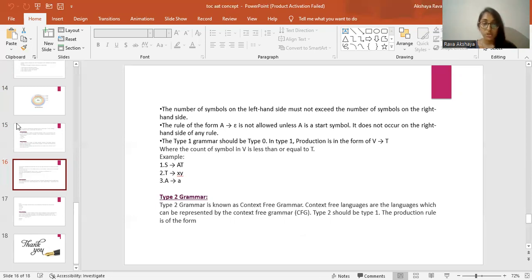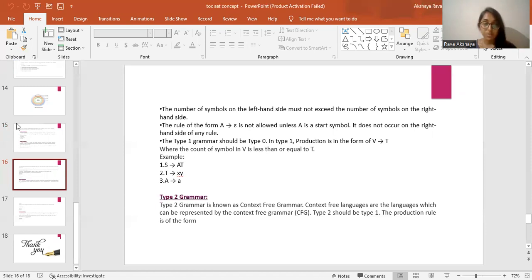The type 1 grammar should be type 0. In type 1, production is in the form of V implies T, where the count of symbols in V is less than or equal to that in T. Here is an example: S implies AT, T implies XY, where A implies a.